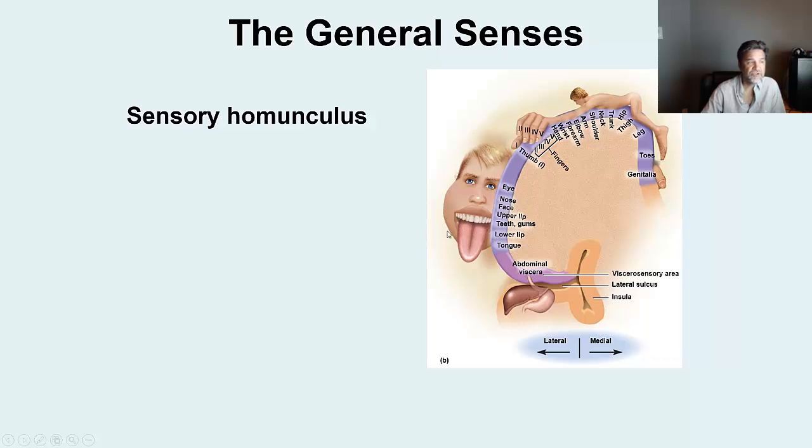And so you'll notice also that the face gets an overwhelmingly large amount of real estate. We have the visceral organs that get a little bit. The hand gets a lot, but nothing like the face. And the rest of the body gets pretty much little. And then you'll notice down here, we're inside the longitudinal fissure right here. This is where sensitivity for genitalia is covered.